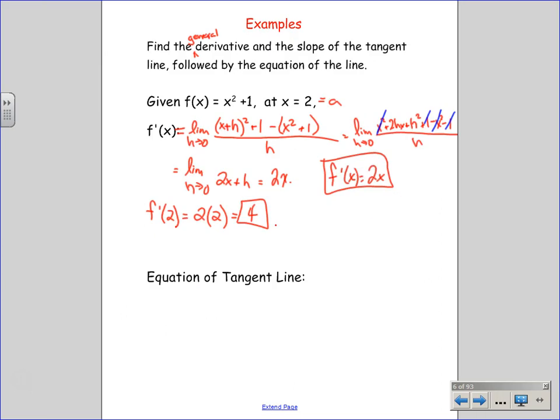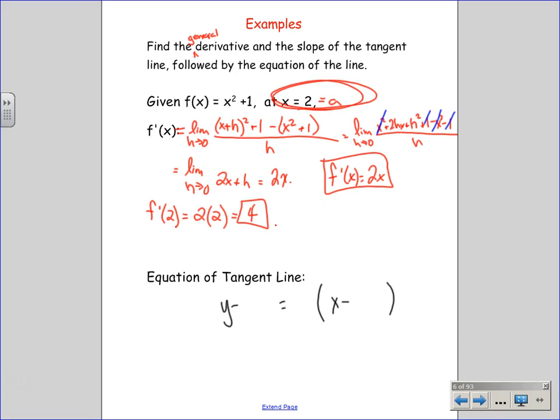Now, how do I make an equation of a tangent line? It's a line! What form of a line am I going to use? Y minus? What form is this? Point slope. I need a point, I need a slope. Well, what point must I use based on the problem?